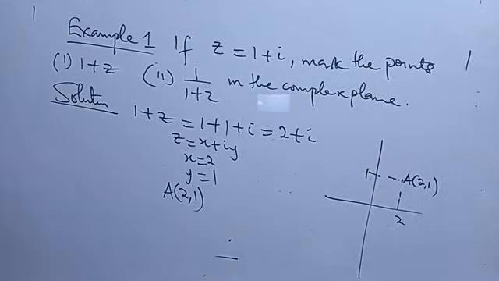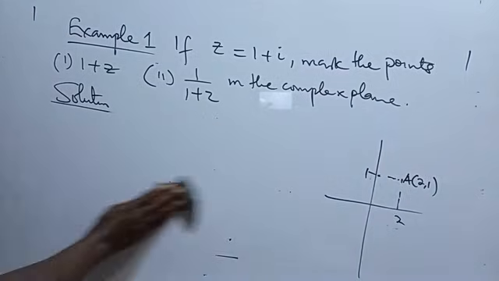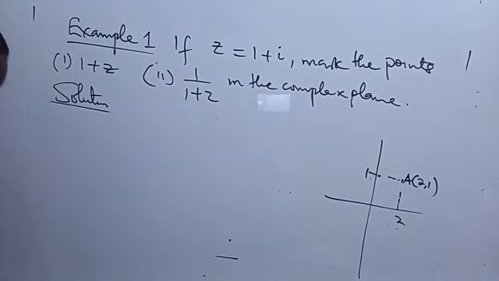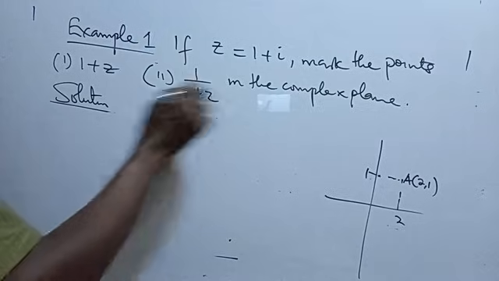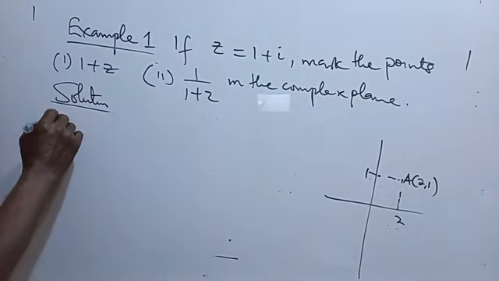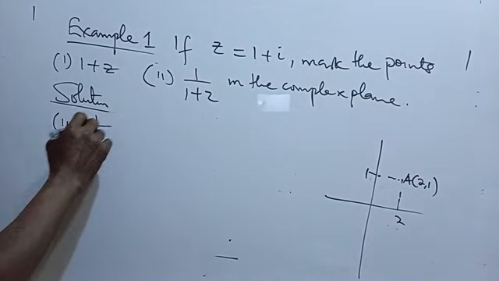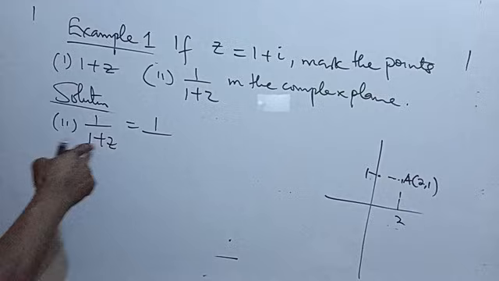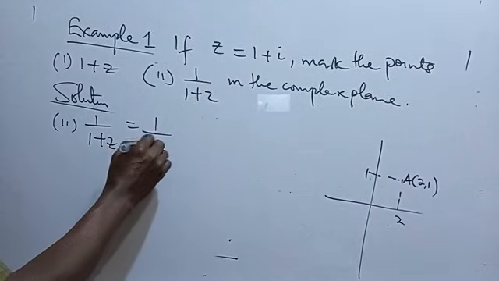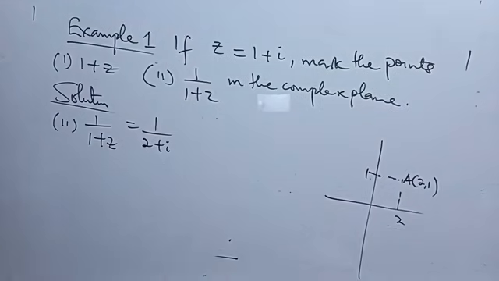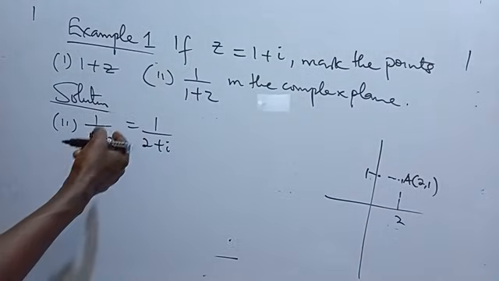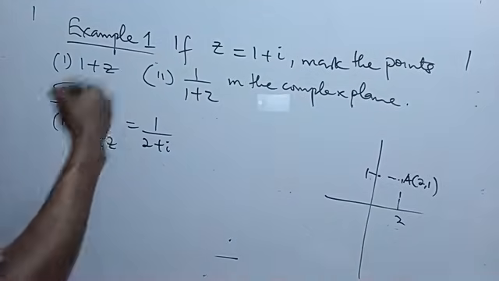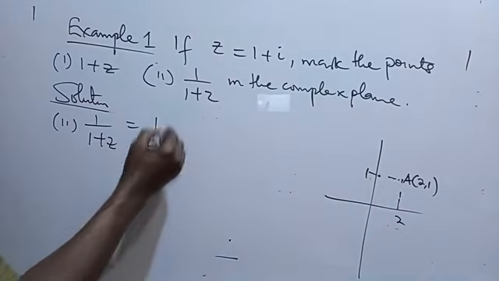Okay, let's do the second one. So now we have gotten that. We are going to do the other one here as well. The second one is 1 over 1 plus z. We have 1 over, what did we get for 1 plus z? That's 2 plus i. We cannot leave it like this because this is irrational as a complex number. So now rationalize by its conjugate. So that multiply what?